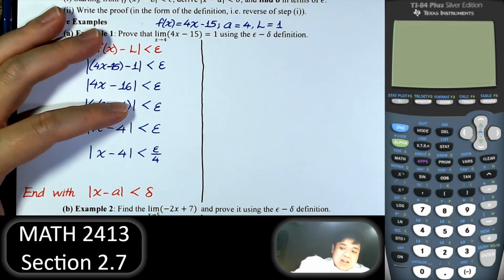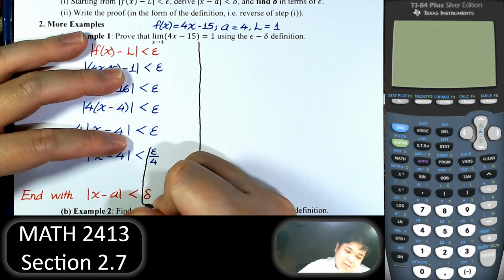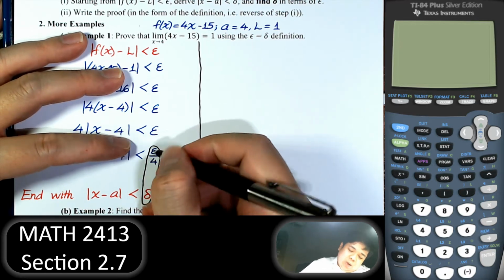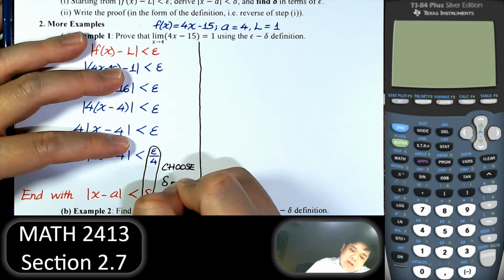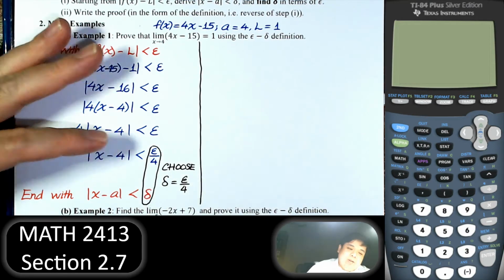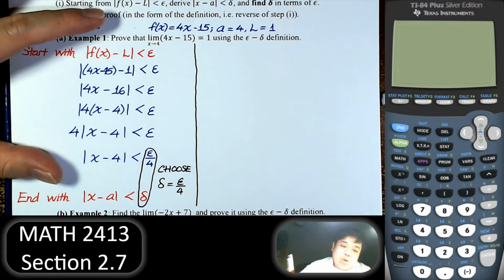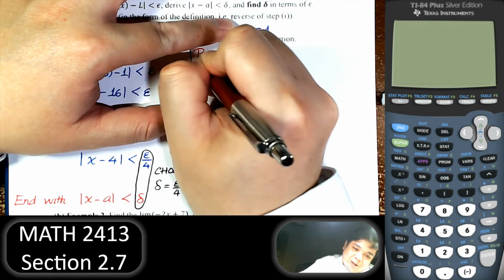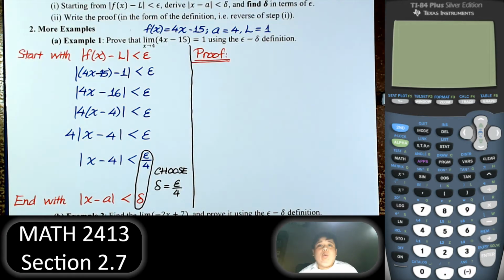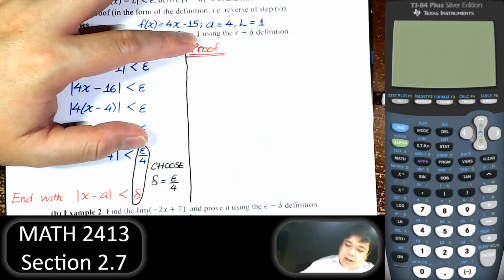And after that, we will make these two equal. So in that case, we're going to choose delta to be equal to epsilon over 4. Right, so this is just the scratch work, it's not the actual proof. Now, over here is the actual proof. When we write the proof, it's like the definition.